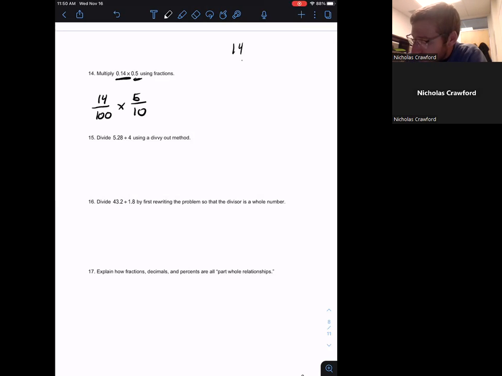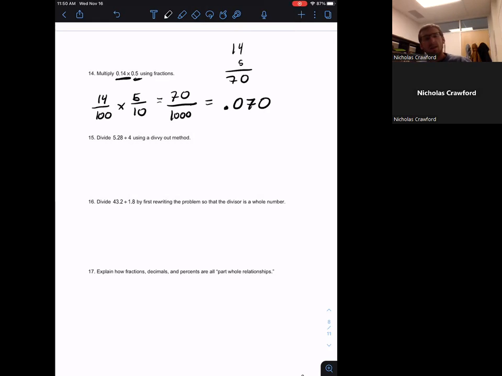And I can just multiply straight across. So 14 times 5 is 70. So I get 70 over 1,000. So 70 thousandths, which is equal to 0.070. 70 thousandths. Right? So we go to fractions and then we bring it back. Okay.